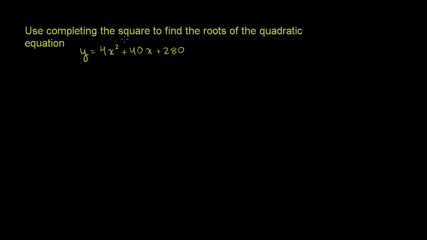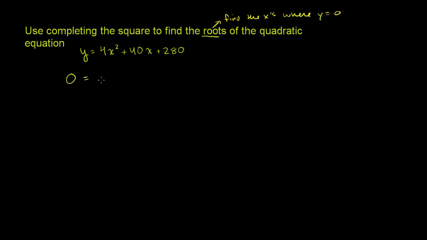Use completing the square to find the roots of the quadratic equation right here. Now, when anyone talks about roots, this just means find the x's where y is equal to 0. That's what a root is. A root is an x value that will make this quadratic function equal 0, that will make y equal 0. So to find the x's, let's just make y equal 0 and then solve for x.